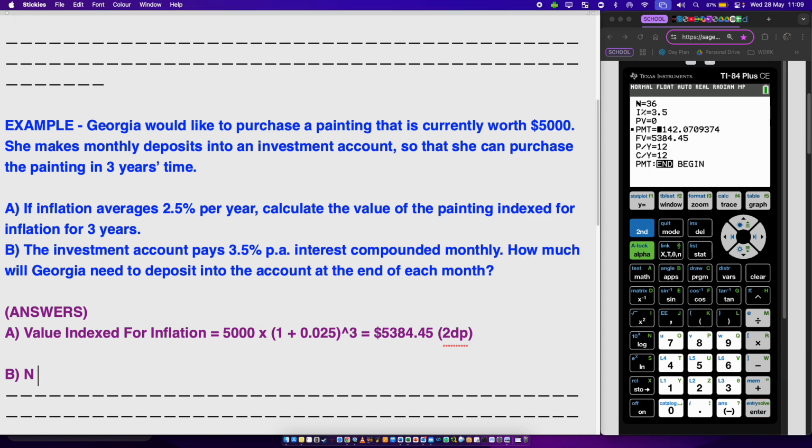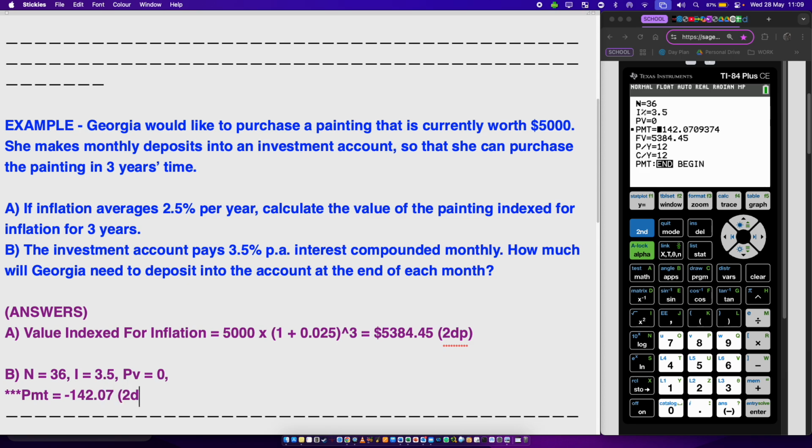So your working out should look like this. N is 36, I is going to be 3.5, PV, she started off with nothing. PMT is negative 142.07 to 2 decimal points, so $142.07 per month. FV is going to be $5,384.45. PY is 12 and CY is 12.